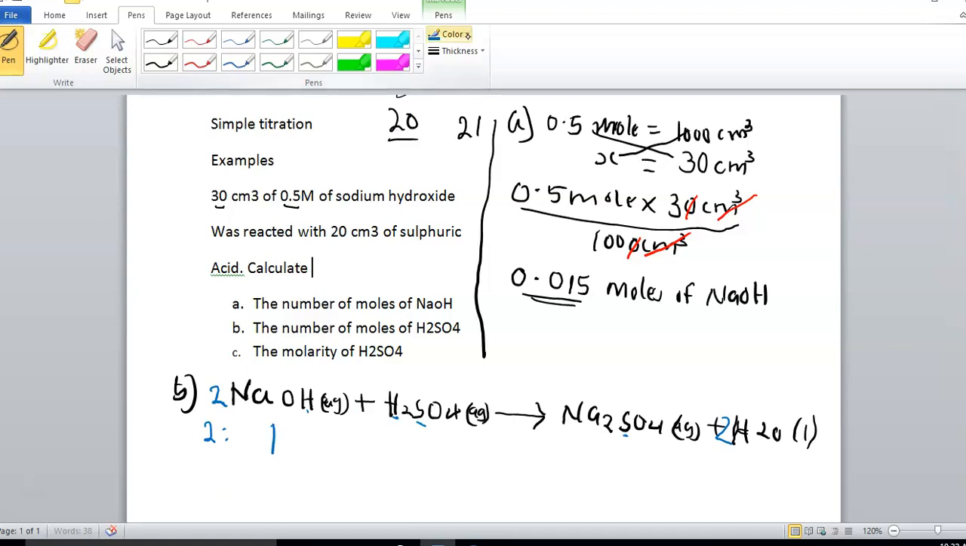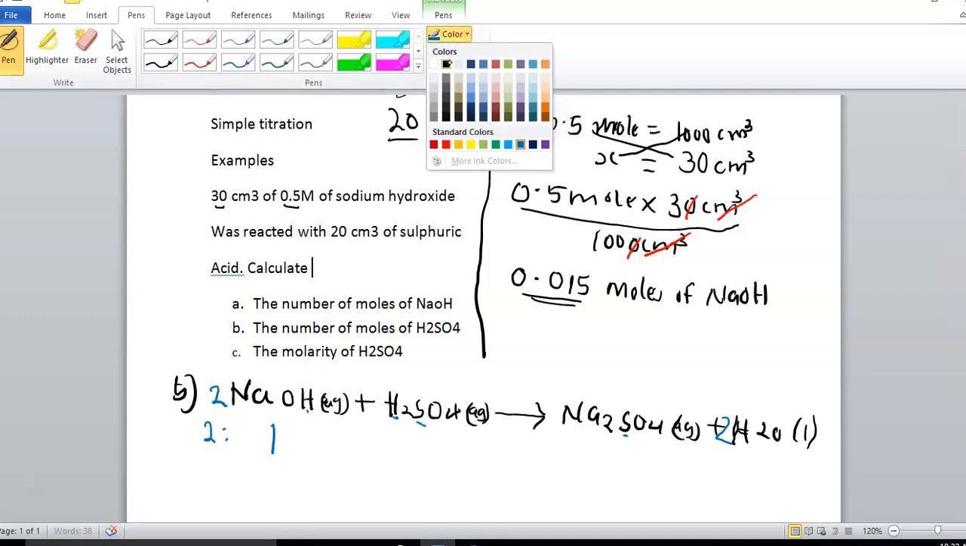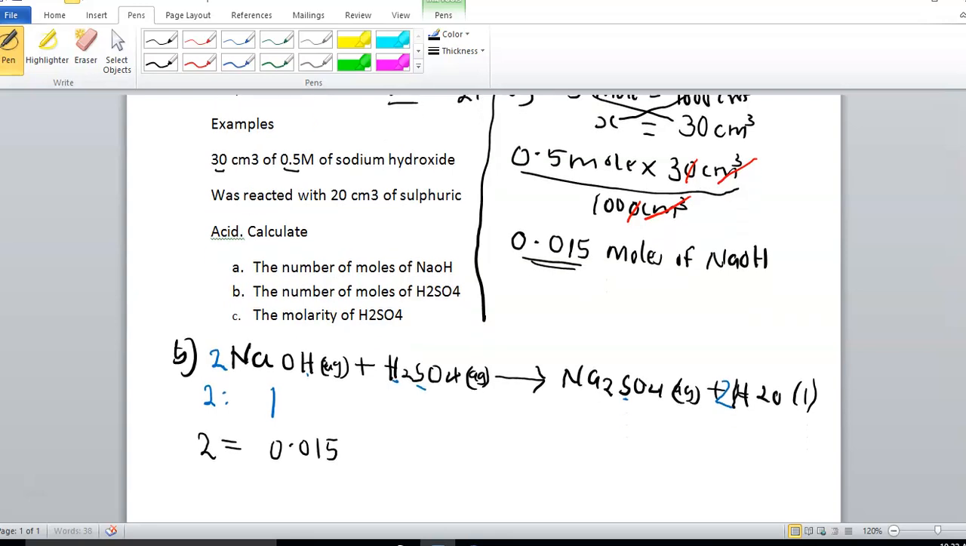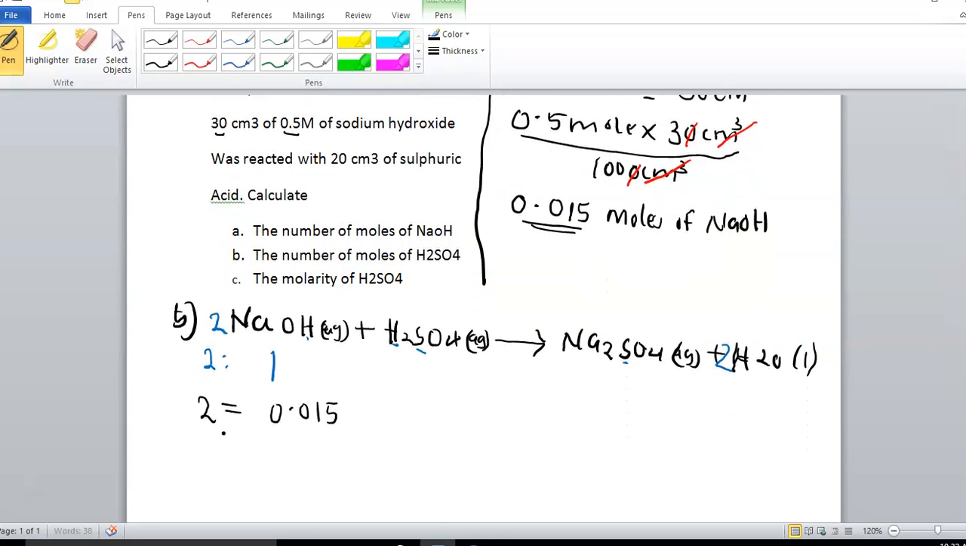How do you calculate the number of moles of the acid? The mole ratio of the base is 2, and its number of moles is 0.015. So we say 2 mole ratio of the base is equal to 0.015.